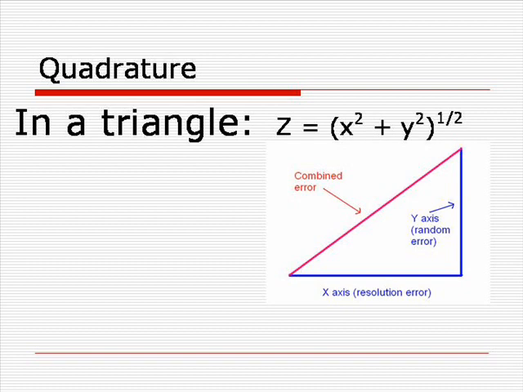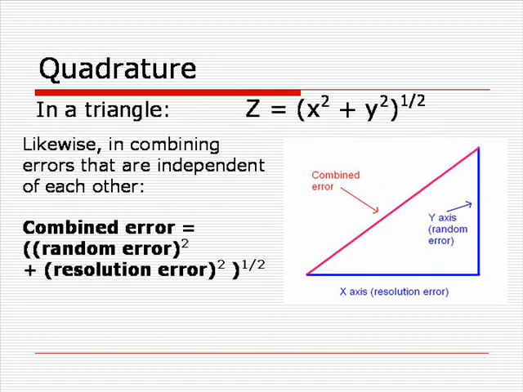Think of these errors as sides of a triangle, where the x side is the resolution error, the y side is the random error, and the hypotenuse is the total error. The formula for the total error is the same as the formula for the hypotenuse of a triangle. This method can even be generalized for 3 or more errors.